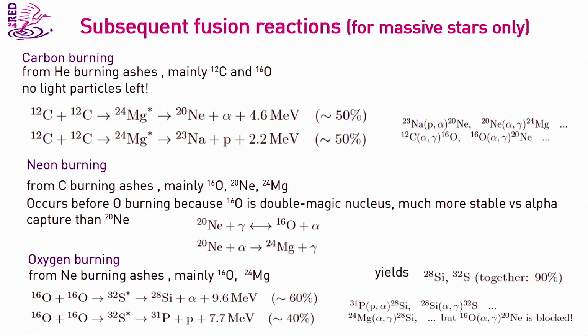After carbon, it's not oxygen that will fuse, because oxygen is a double magic number nucleus, meaning that you have closed shells of neutrons and protons inside the nucleus, which makes it very stable. So it's difficult to fuse. You need more energy. So you first fuse neon from the carbon ashes, and you will mainly produce oxygen and magnesium. And after that, you will have oxygen burning from the ashes of neon burning, and this will produce phosphorus.